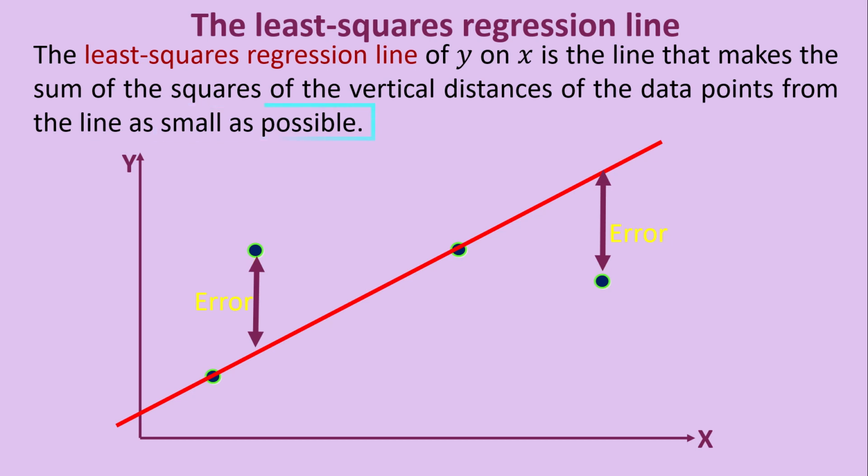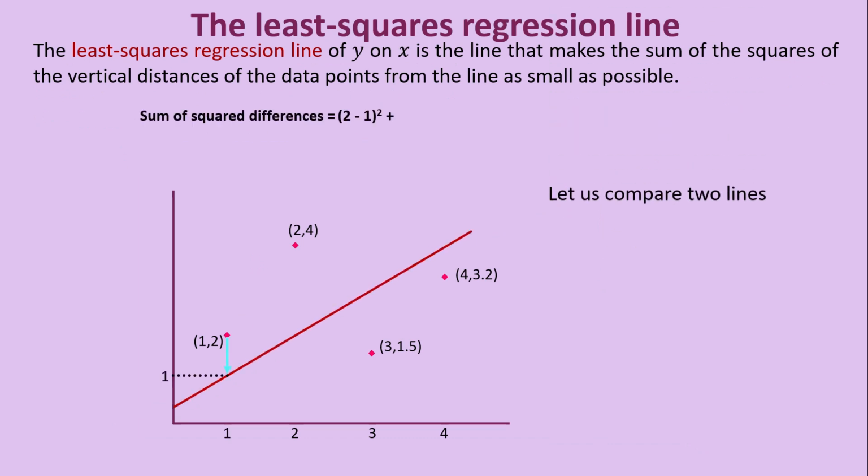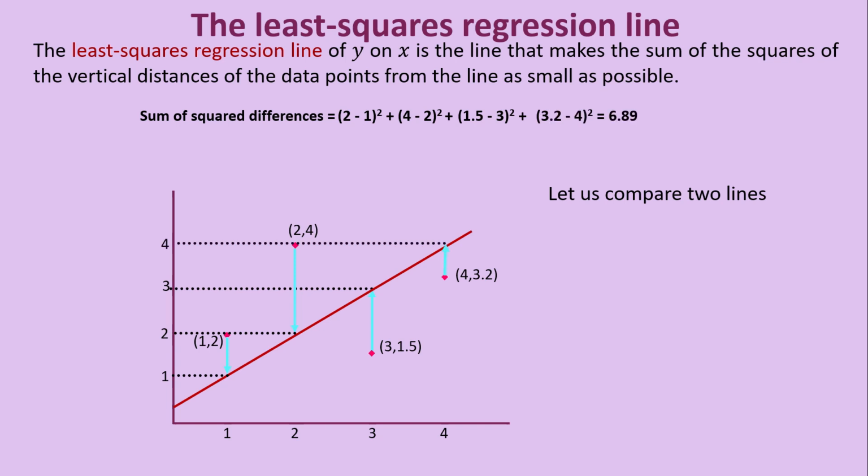Let me explain this using this example. First, let me consider this line. How do we find the errors? First one, 1, 2. 2 is the observed value. 1 is the predicted value. How do we find the vertical distance? 2 minus 1. Then get the second power. Go to the next one. Y value is 4. Y hat is 2. 4 minus 2, get the second power. Next one. 1.5 minus 3 to power 2. Next one. 3.2 minus 4 to power 2. Then add them together. It is 6.89.